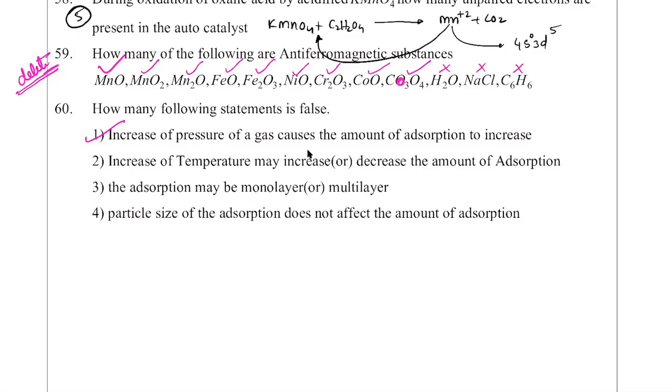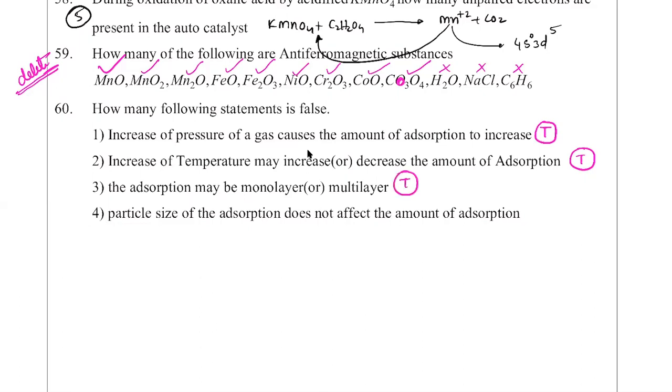How many following statements are false? So first one is definitely false. Increasing of pressure of a gas causes the amount of adsorption to increase. No, I think that is true only. Increasing pressure will always increase the adsorption. So this is also not false. Let me write it this way. Okay, true here. Increase in temperature may increase or decrease the amount of adsorption, which is true, because for chemisorption it may increase, for physisorption it may decrease. The adsorption may be monolayer or multilayer, same is the case.